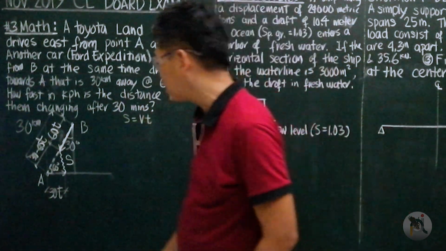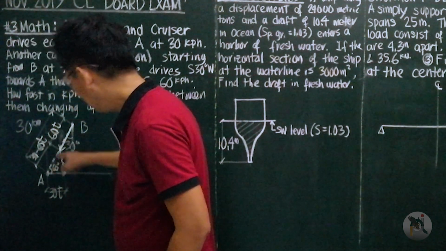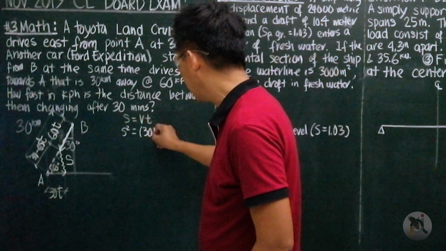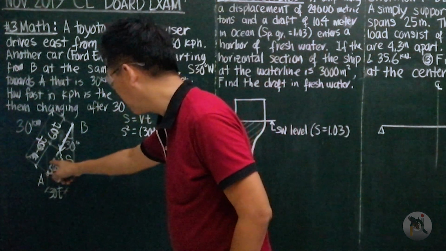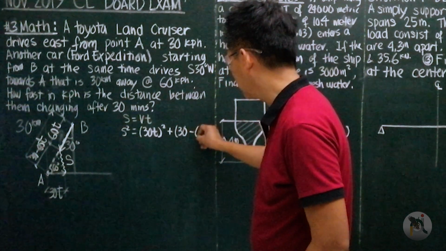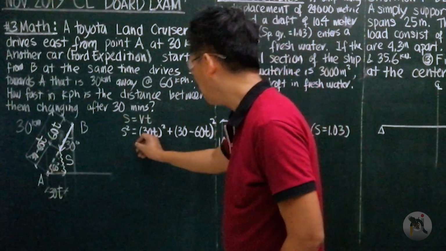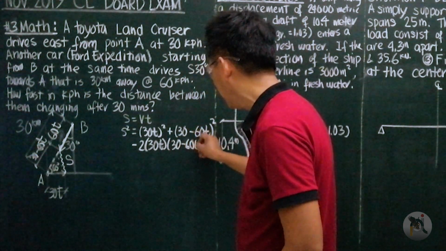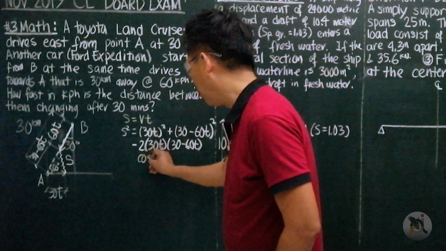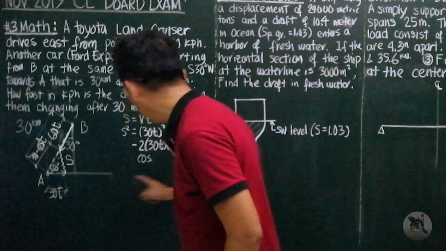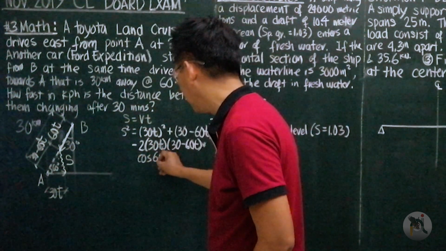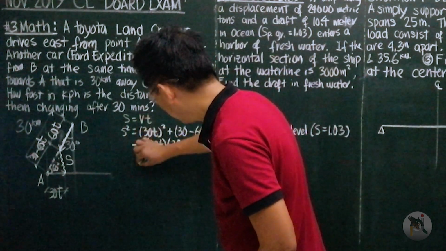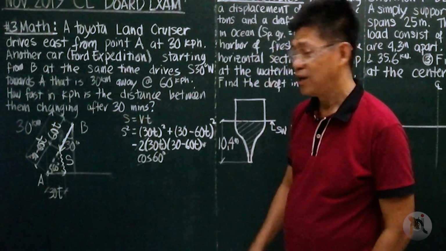So if we are going to apply the cosine law in this triangle, the square of this, that is S squared, is equal to the square of the other two. This is (30t) squared plus the square of the other, which is (30 minus 60t) squared, minus twice their product, 2 times 30t times (30 minus 60t), multiplied by the cosine of the angle opposite S, or in between 30t and this one, which is 60 degrees. Cosine 60 degrees is 0.5. 0.5 times 2 is 1. So I can just eliminate 2 times cosine 60. That is equivalent to 1, right?